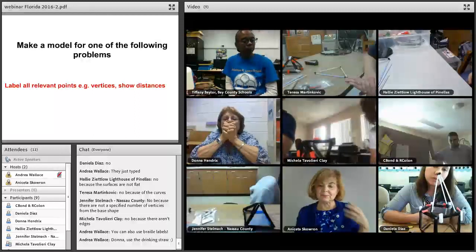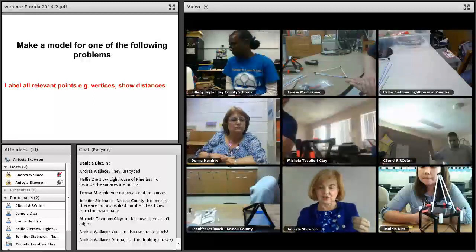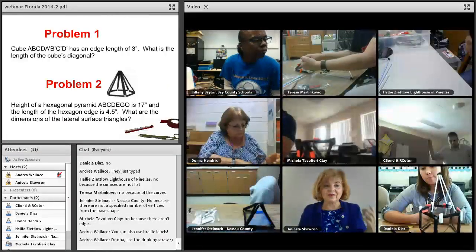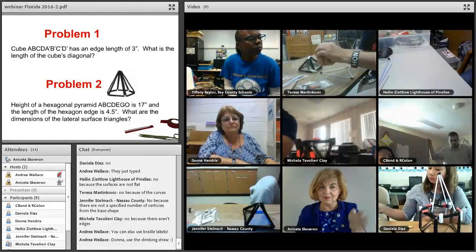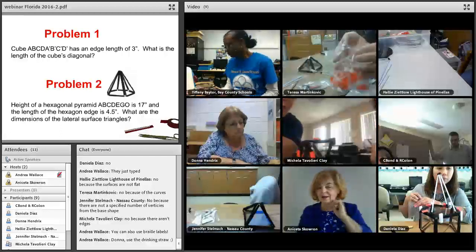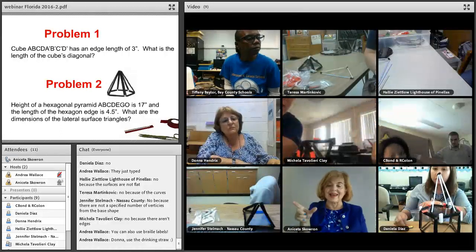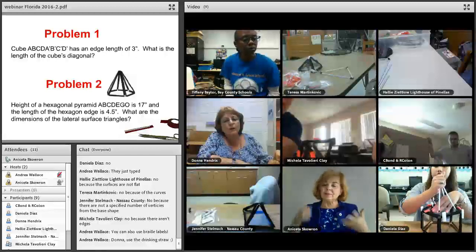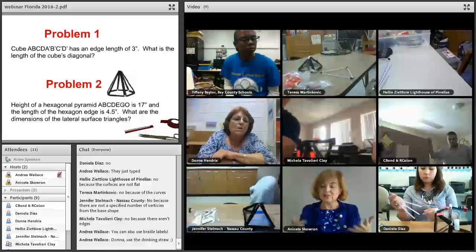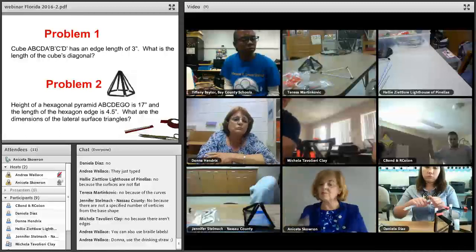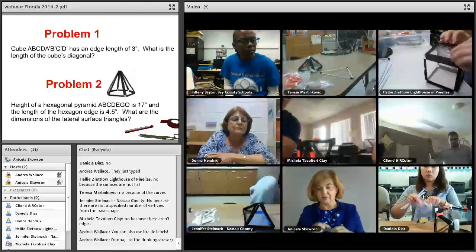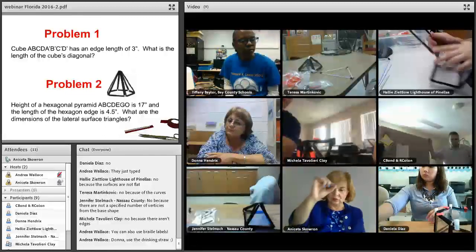But for you, it is practice to label and to actually make an illustration of a particular problem. So here are the problems. You have a cube, A, B, C, D, and A prime, B prime, C prime, and I give you the edge length of that cube. I want you to make an illustration to be able to calculate. So make a triangle that would be appropriate, knowing the length of the edge, to go to the diagonal.